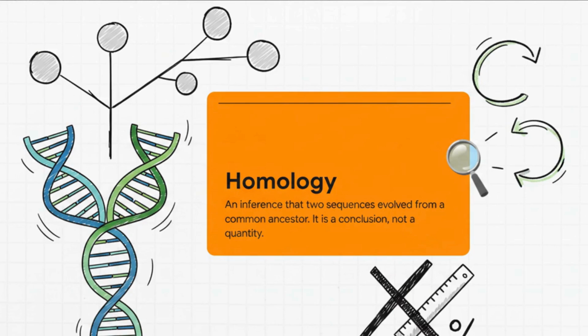Okay, everybody, deep breath, because this is the big one. This is where we make a huge conceptual leap. Homology, it is completely different. It is not a number. It is not a percentage. Homology is a conclusion. It's a statement about shared ancestry. It's you, as the scientist, saying, I hypothesize that these two sequences evolved from a common ancestor.